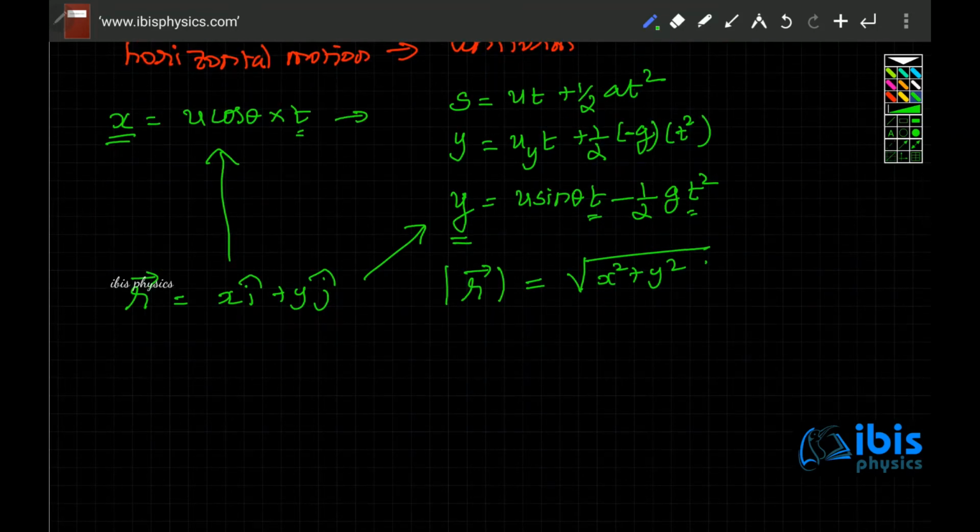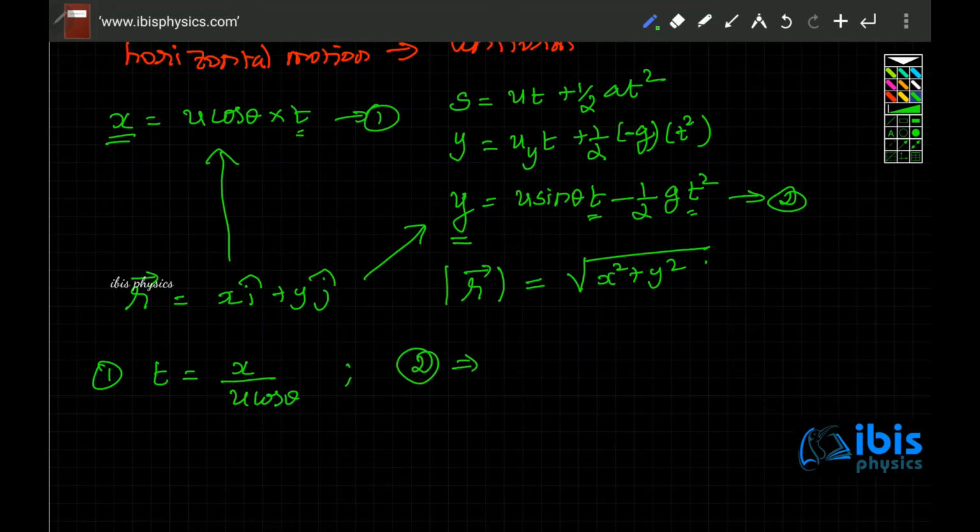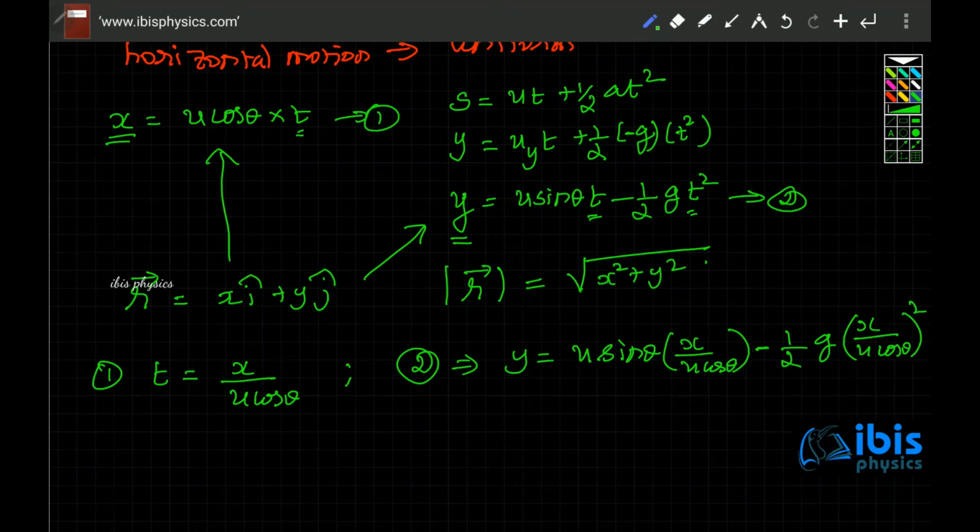So from equation 1, let me call this equation 1. Let me call this equation 2. From 1, you can write x is equal to u cos theta t, which means t equal to x by u cos theta. So t equal to x by u cos theta, and if you substitute this in equation 2, equation 2 becomes y equal to u sin theta into t, where t is x by u cos theta, minus half g into t square, which is x by u cos theta whole square.